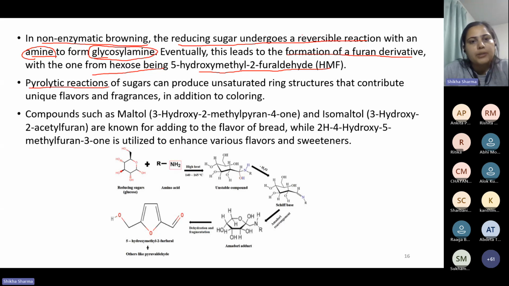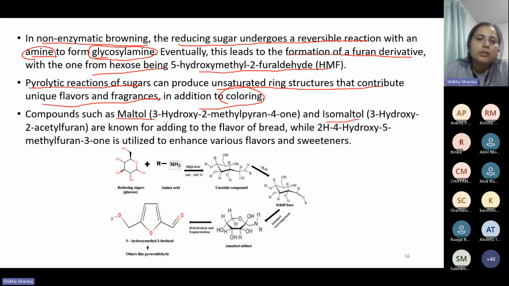And in the pyrolytic reactions of the sugars, what happens is an unsaturated ring structure forms that contributes to the unique flavor and the fragrance. Also, they will impart some of the color. Such compounds are maltol and isomaltol, and their chemical names are given here. In the options, their common names are not given, the chemical names are given, and maltol and isomaltol add the flavor in the bread.